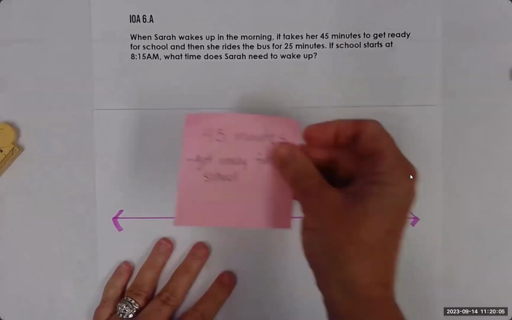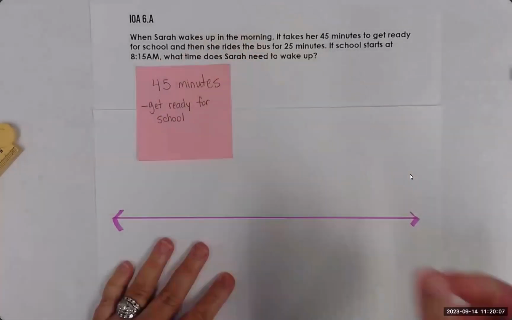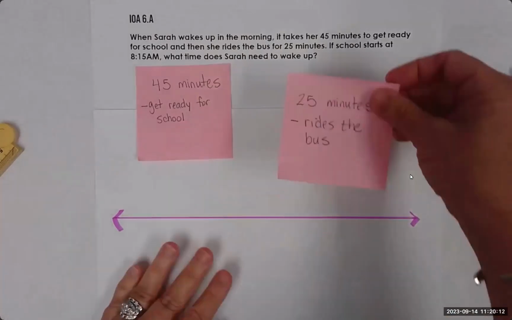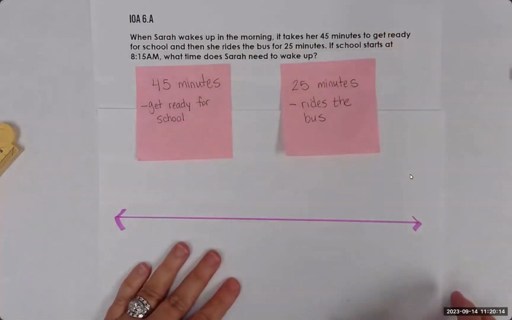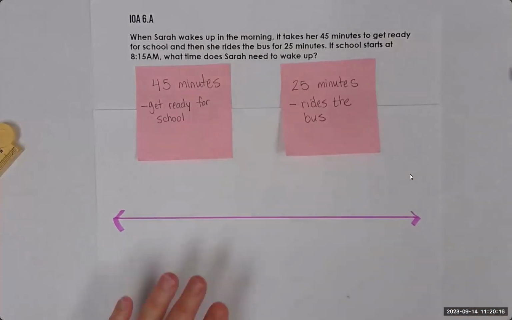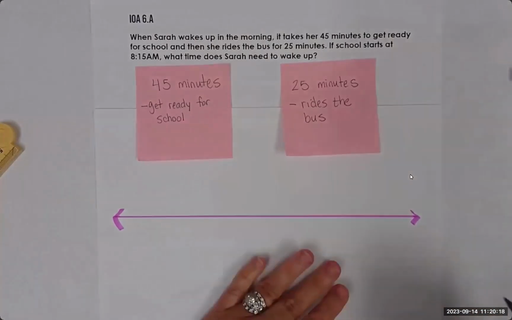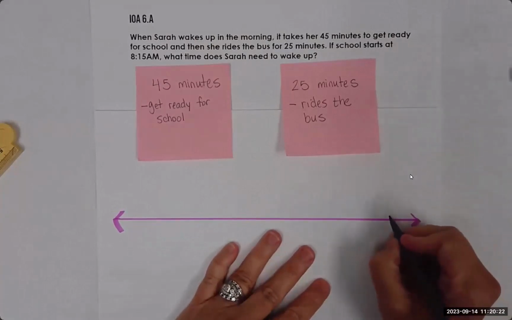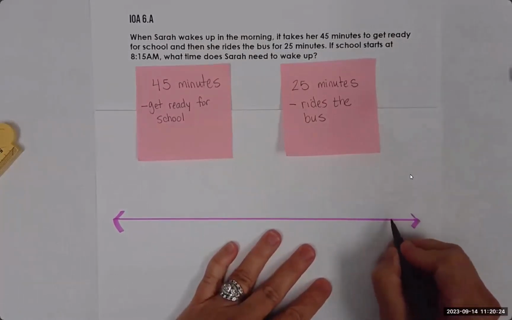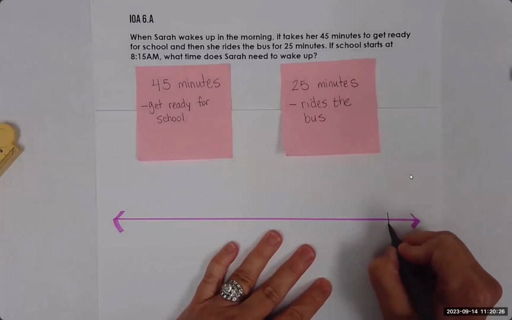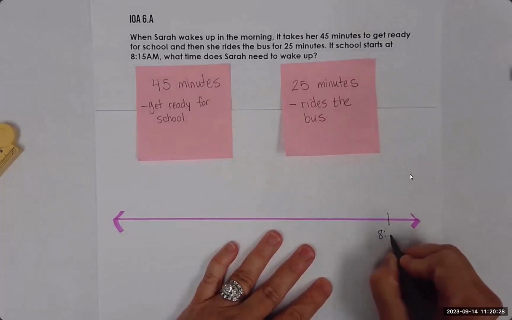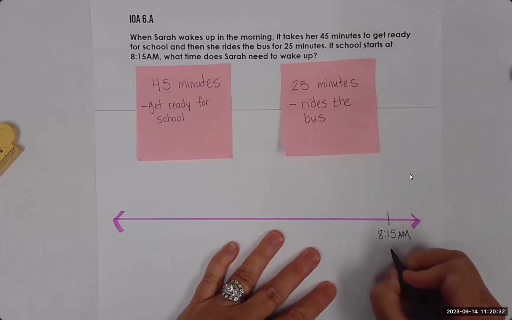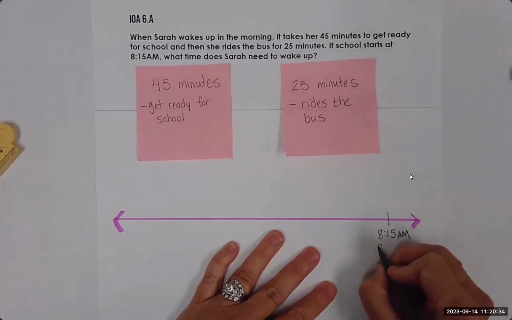I'm going to think about the things that I know. Let's see. I know it takes her 45 minutes to get ready for school. I know it takes her 25 minutes to ride the bus. And then I also know that school starts at 8:15. So she's got to be at school by 8:15. This is going to be the end of time. So I'm writing it at the very end of my open number line. So we're going to label that. This is when school starts.